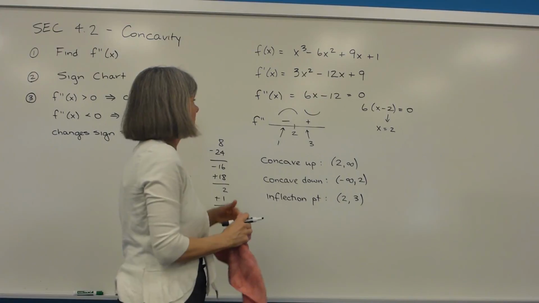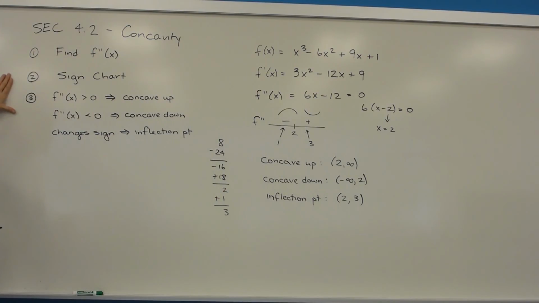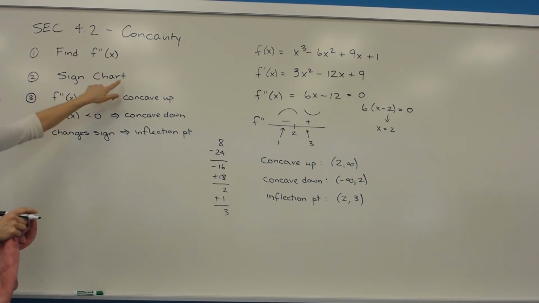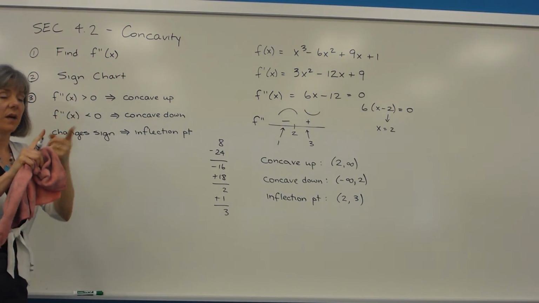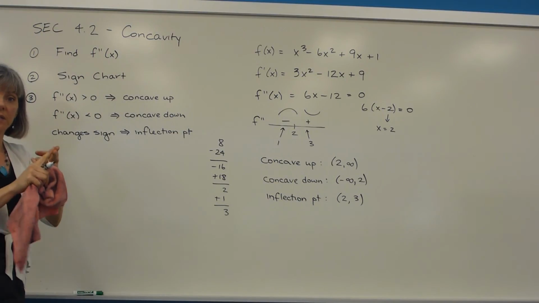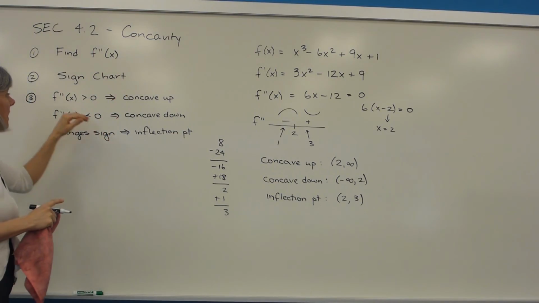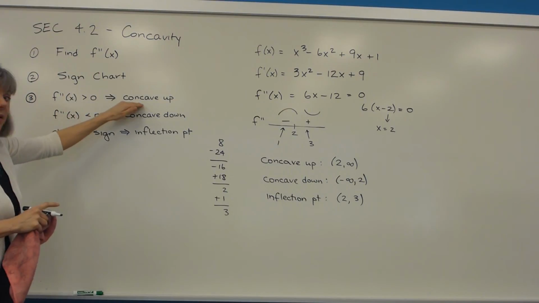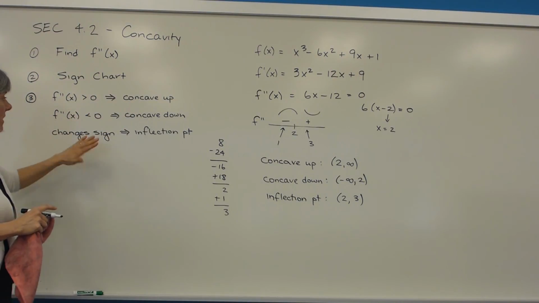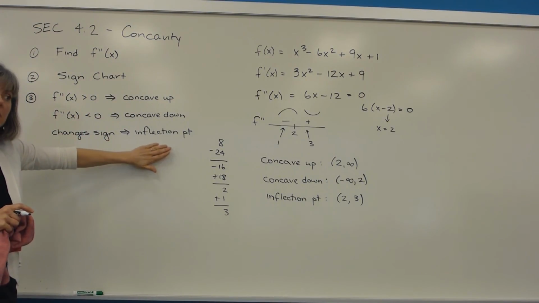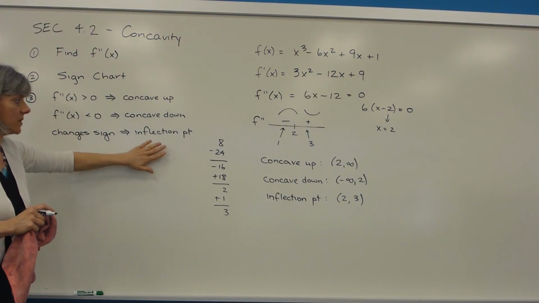Okay, so I think that's it. So the important thing is, this is what you're going to be doing for the prep assignment. You're going to be finding second derivatives, doing a sign chart that's everywhere. Remember, the points are everywhere where this second derivative is 0 or undefined, so numerator and denominator. If it's positive, concave up, negative, concave down. If it changes sign, it's an inflection point, so long as it's in the original domain.